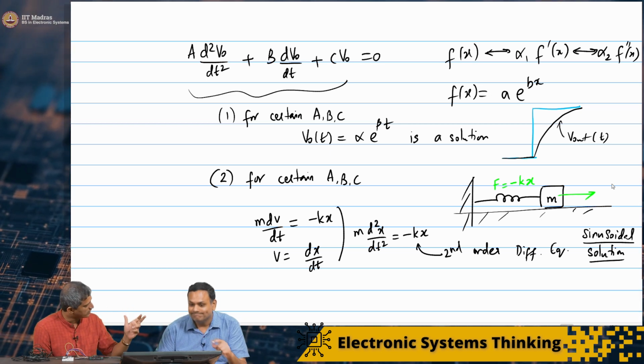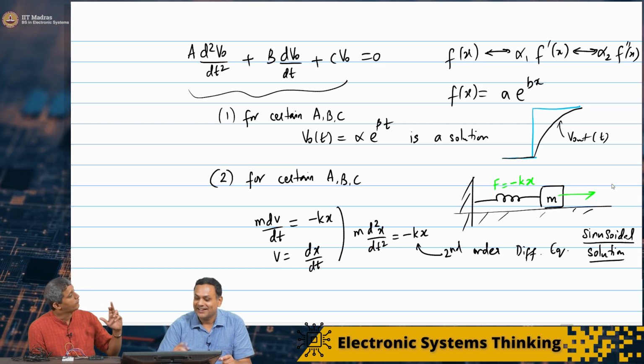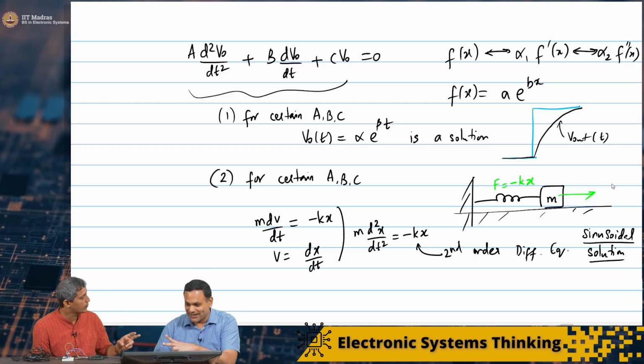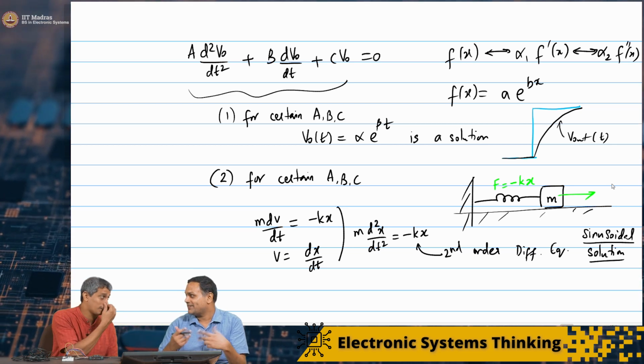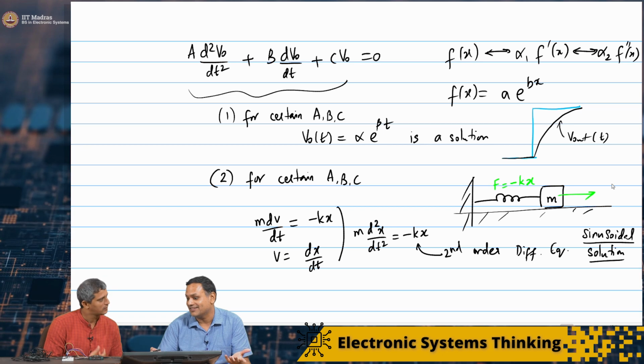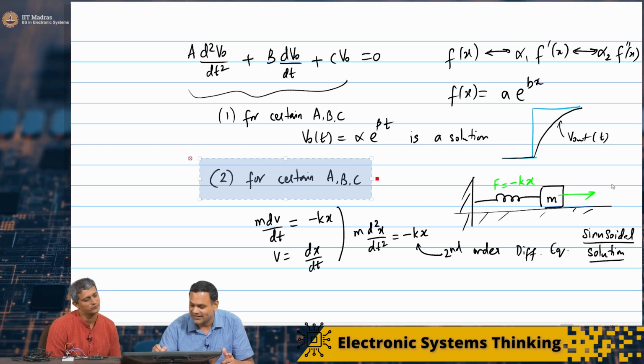Because here if you take d squared x by dt squared, I know that for sine omega naught t, if I differentiate once I get cos, and if I differentiate again I get minus sine. And cosine can also be seen as a scaled, delayed sinusoid.